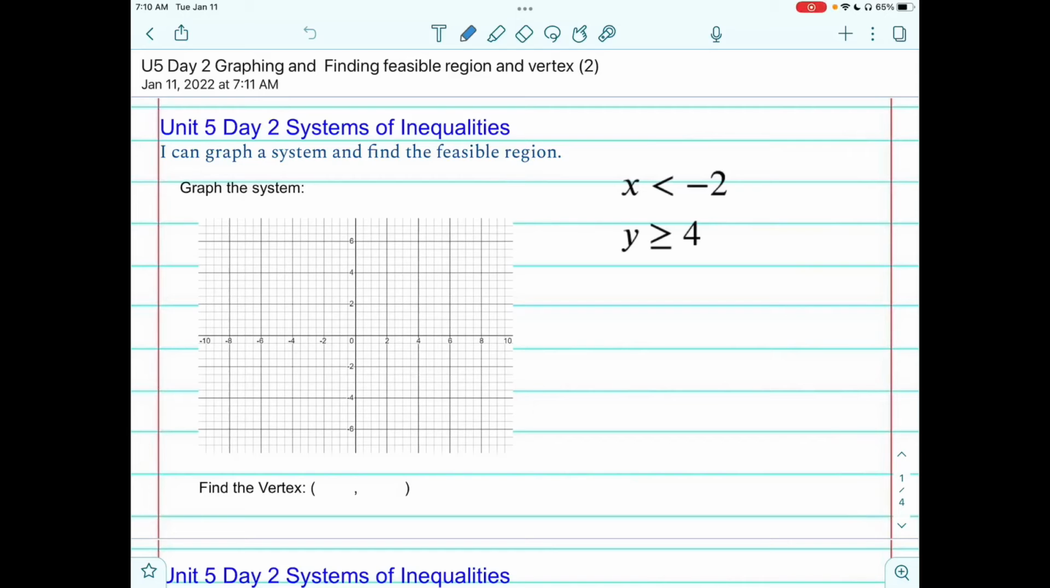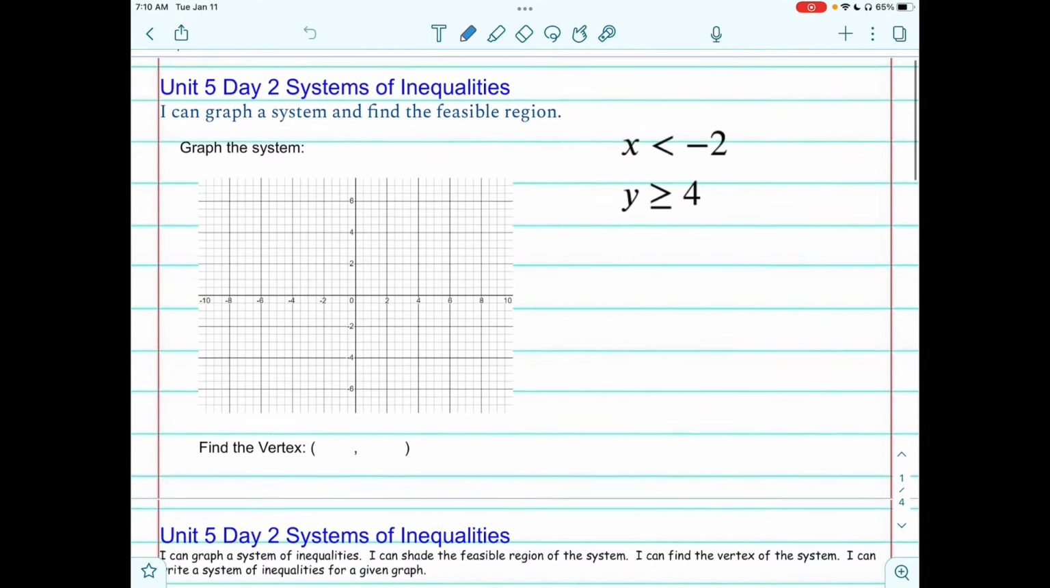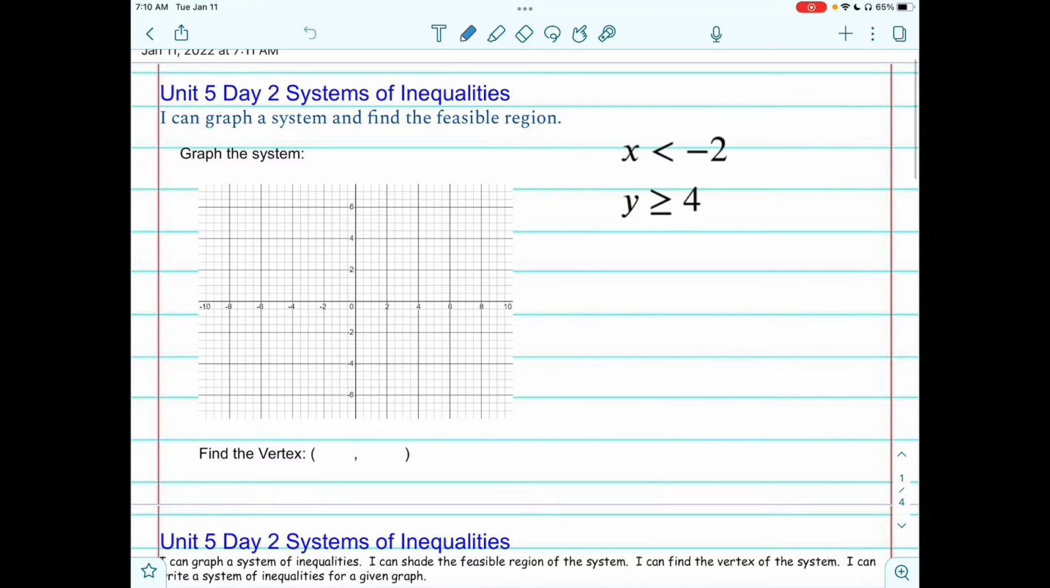More practice this morning, or today, I guess, if you're not watching this in the morning, with finding feasible regions and graphing. So I'm going to start with this one. x is less than -2. That's an up and down line at -2. And it should be dotted, right, because of this. And then I'm going to ask myself, what are all the numbers less than -2? Those would be here to the left.